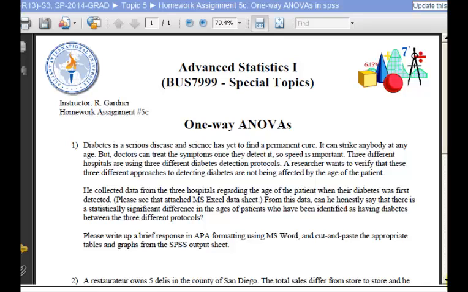Last but not least, it's the one-way ANOVAs. So this is a medical problem about diabetes. It does strike anybody at any age, and it affects every part of your body. Did you know that? I did not know that. So let's go ahead and take a look at the data.